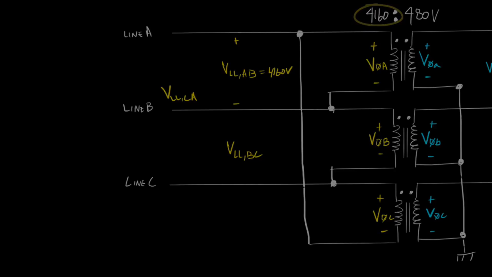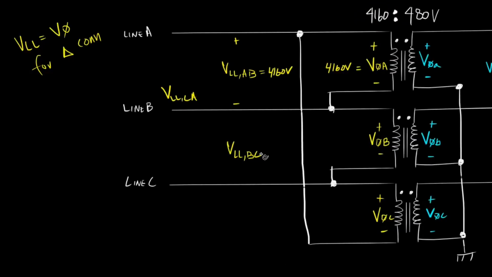Now, since the primary side of the transformer is connected in delta, we should expect that the line-to-line voltage will equal our phase voltage. So we take our super duper voltmeter and somehow get inside our transformer and measure the difference in potential between the polarity side of winding A and the non-polarity side of winding A. We should expect a voltage of 4160 volts.